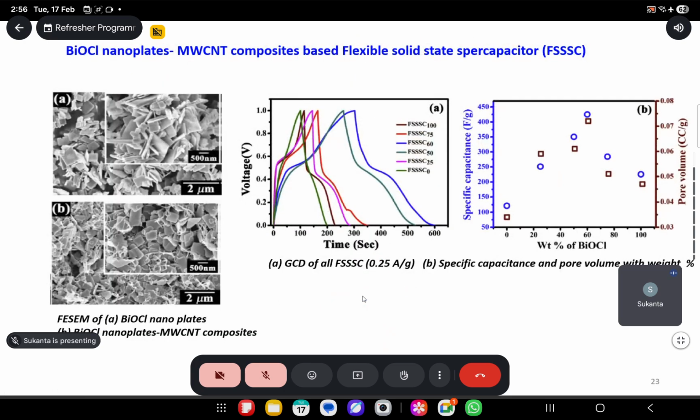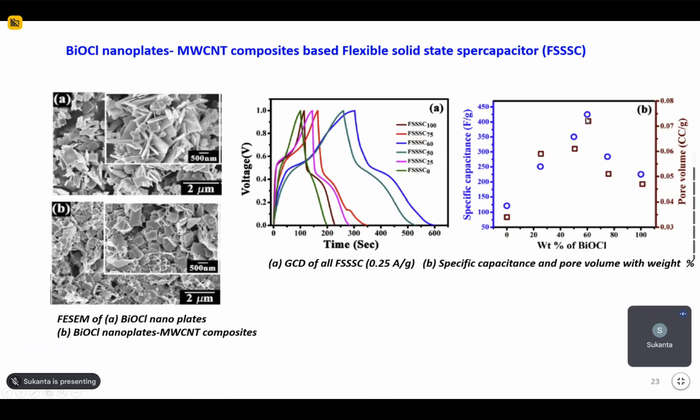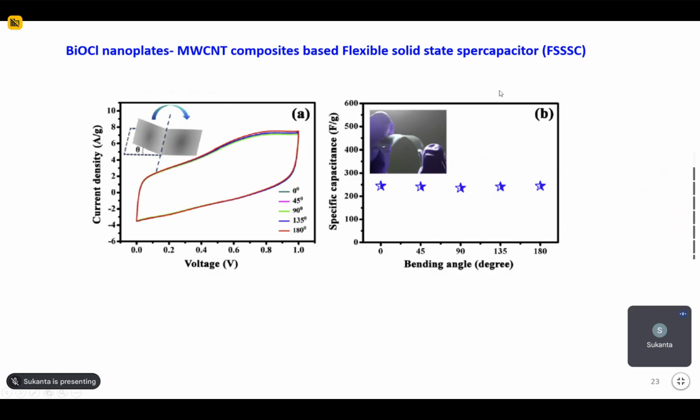Okay, so for another material, we will show the performance of the BiOCl multi-wall carbon nanotube composite-based flexible supercapacitor. We have prepared it the same way, and it shows that with different compositions of carbon nanotube and BiOCl, at different weight percentages, 60% BiOCl gives the best result, with more than 400 farad per gram. And the bending test shows that this is the CV. There is no such change with bending, so it can be used as a flexible supercapacitor.